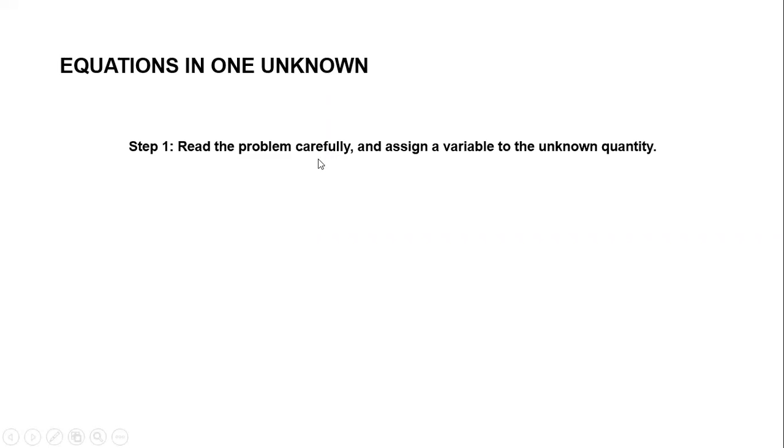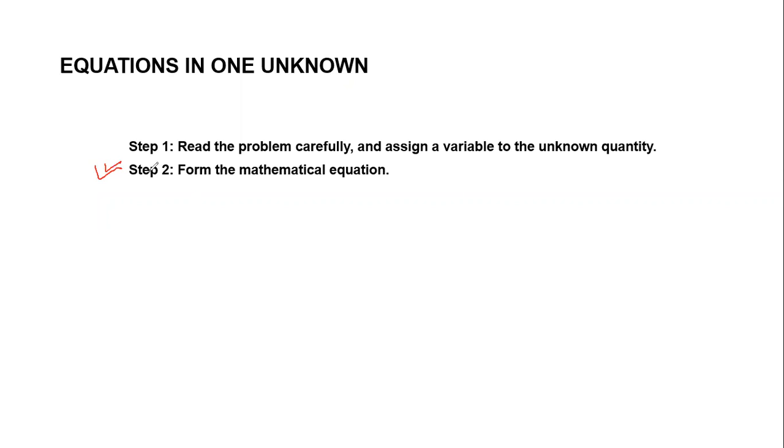There are two types of questions that we'll be discussing. The first is equation in one unknown. What you need to do here is read the problem carefully and assign a variable to the unknown quantity, let's say X or let's say Y. Then what you'll do is form a mathematical equation. That's a very important step. You have to read the problem carefully and make a mathematical equation out of it.